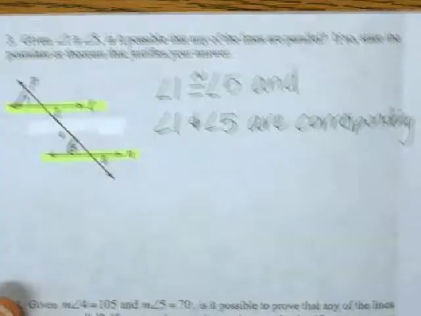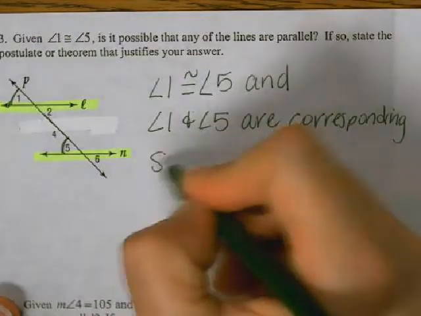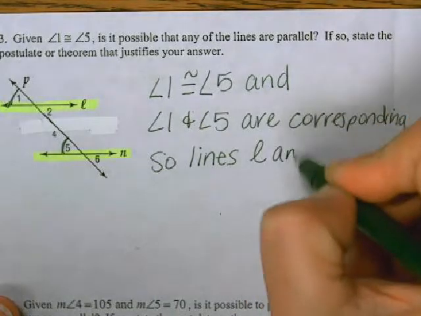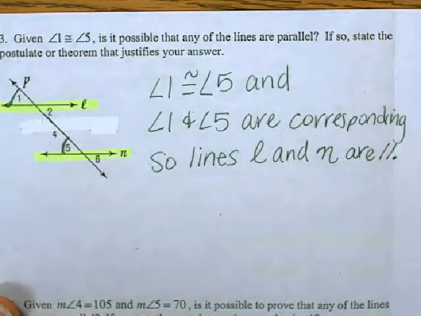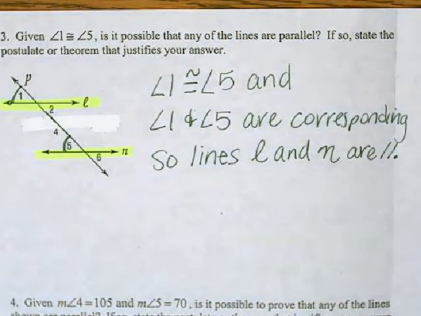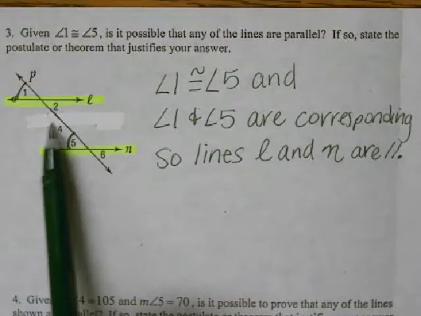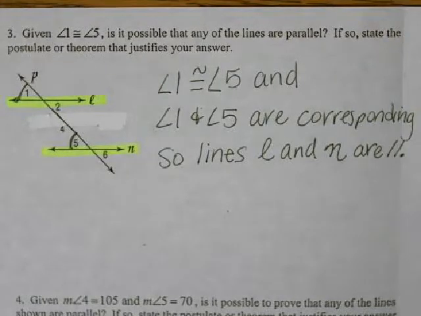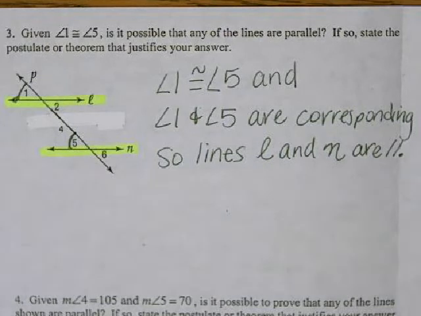So, they're corresponding and they're congruent. So what can I say? Lines L and N are parallel. Okay? Lines L and N are parallel. Now, I know you can't white out this middle line, so you're going to have to start trying to think in your head, okay, if I get rid of this line right here, I can see two lines. That's the whole point. Okay?